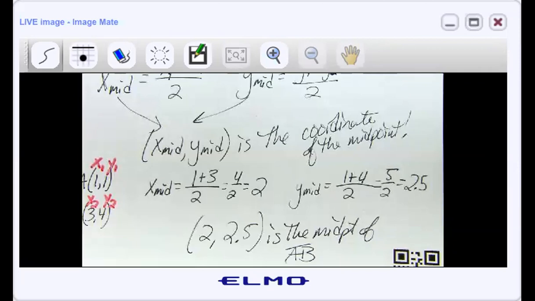Okay, let me do one on an actual ordered coordinate plane. Let's see, I've got one here. I'll just start a new one.